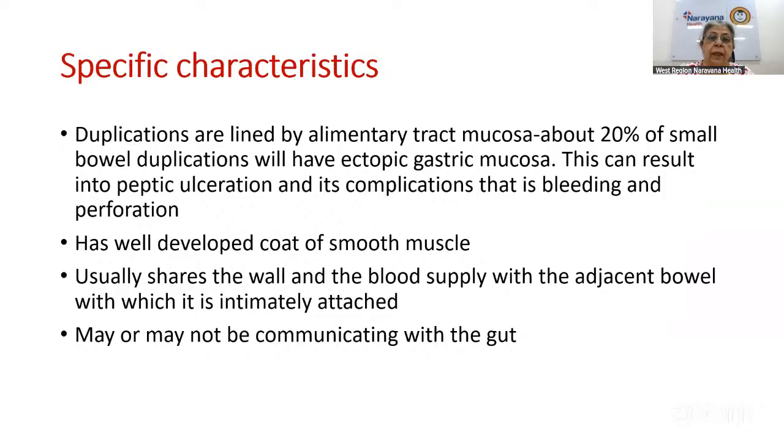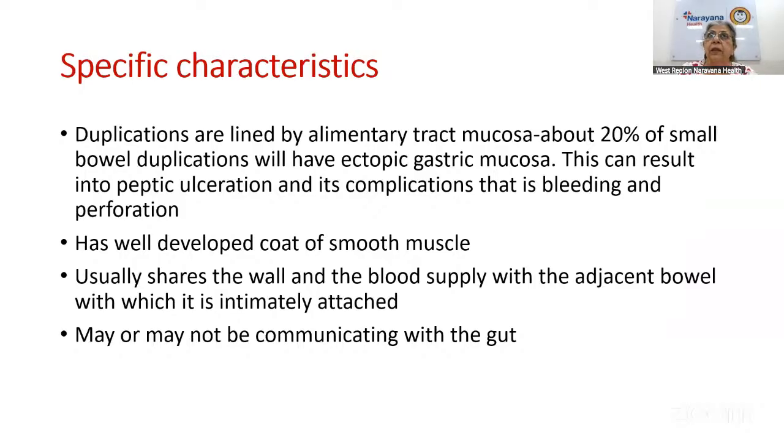They are lined by alimentary tract mucosa, as I told you. And we see in 20% this ectopic gastric mucosa. As I told you before, these can cause peptic ulceration and bleeding and occasionally perforation. They have a well-developed coat of smooth muscle. So they are thick-walled cysts. They are not very thin-walled like other cystic lesions we see. And they usually share the wall and the blood supply with the adjacent organ or the bowel with which it is intimately attached.